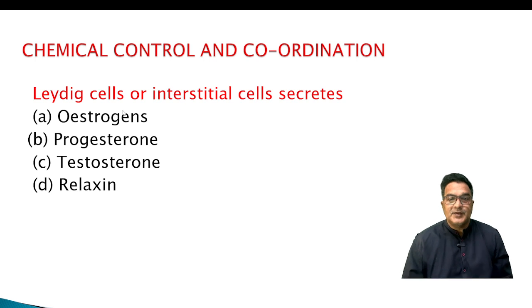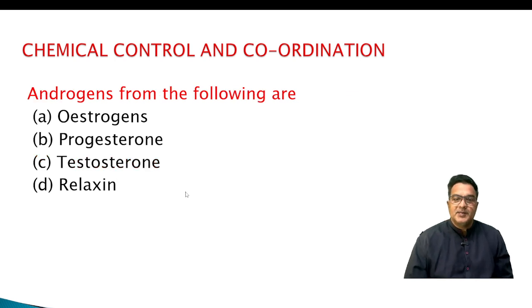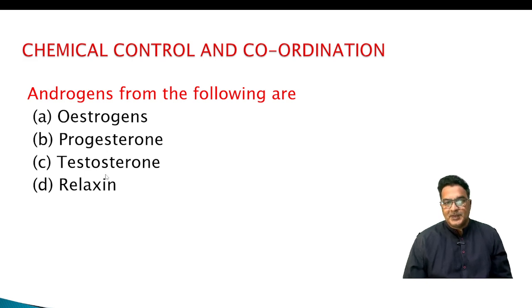Between the seminiferous tubules of the testis, we have special cells called Leydig cell or interstitial cell. They secrete testosterone, what we call androgens. Among estrogen, progesterone, testosterone, relaxin, the major androgen is testosterone.